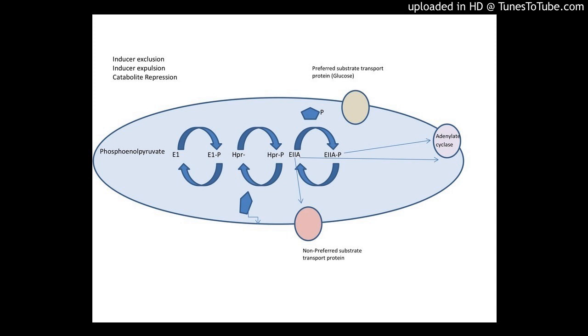There's inducer exclusion, that excludes non-preferred substrates from even getting into the cytoplasm. Inducer expulsion spits out the non-preferred substrate, where the third, catabolite repression, is going to control adenylate cyclase in the cell membrane. Adenylate cyclase, if you remember, converts ATP to cyclic AMP. And the cyclic AMP is needed to turn on non-preferred genes.